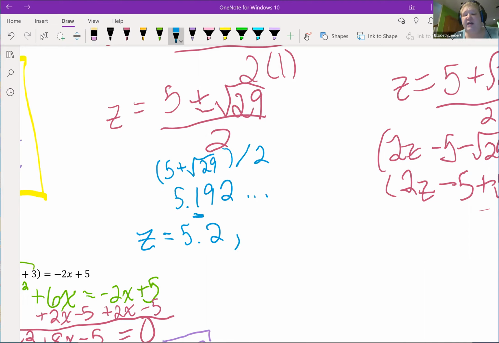Now we also need to do the negative, so we're going to rewind, and now it is 5 minus the square root of 29, and that equals a negative number, because the square root of 29 is bigger than the square root of 25, so it should be a negative number, but not all the way past -1. Then we divide that result by 2, and we get negative 0.192, blah, blah, blah.